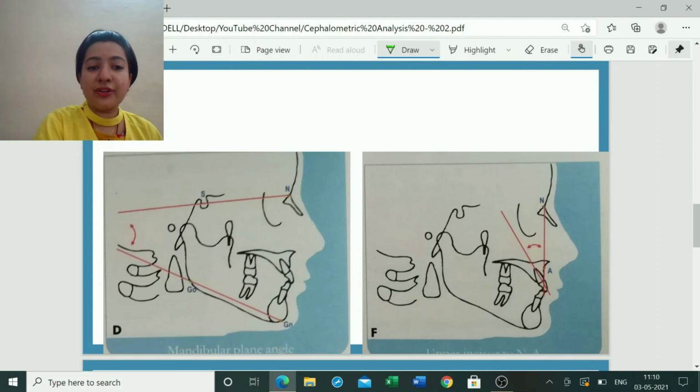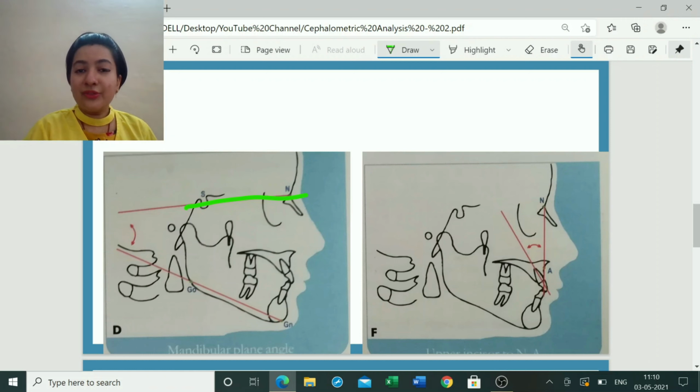You are doing it with respect to your sella nasion, your anterior cranial base. So my SN remains constant, but what is changing is my next line which you are intersecting with the SN, that is either occlusal or mandibular. So now to calculate mandibular plane angle, you intersect it with the sella nasion line, and this angle which you get becomes your mandibular plane angle. If my mandibular plane angle increases, it is indicative of hyperdivergent facial profile.